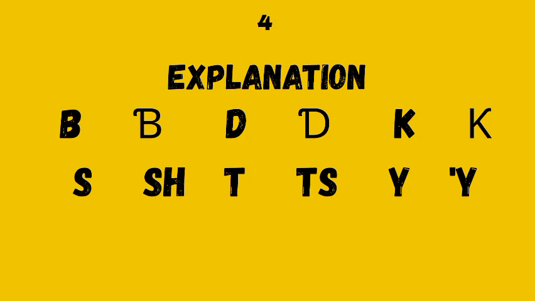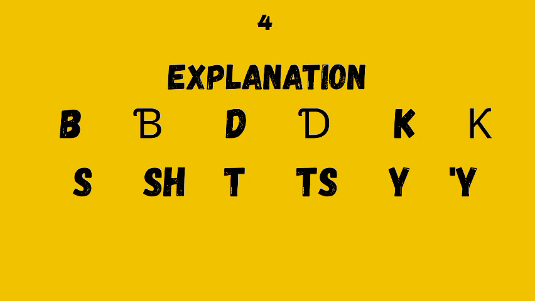The first D is pronounced as Da, while the second one that has a curve is pronounced as Ta. We have two K's in Hausa. The first one is pronounced as ka, while the second one that has a curve is pronounced as ka.